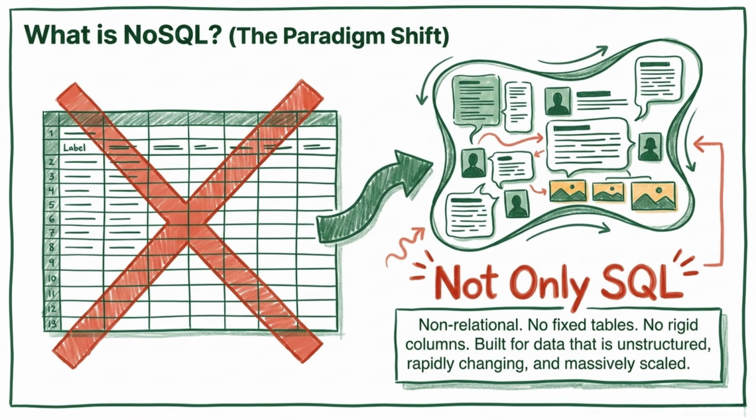What is NoSQL? The paradigm shift. NoSQL stands for not only SQL, and it throws out the rulebook entirely. No fixed tables, no rigid columns, no predefined structure. Instead, it's built from the ground up for data that is unstructured, rapidly changing, and massively scaled. Where SQL draws hard lines, NoSQL draws none. Flexibility is the entire point.